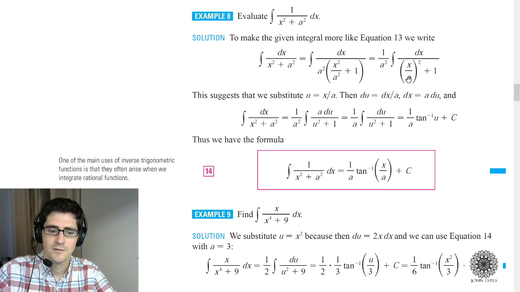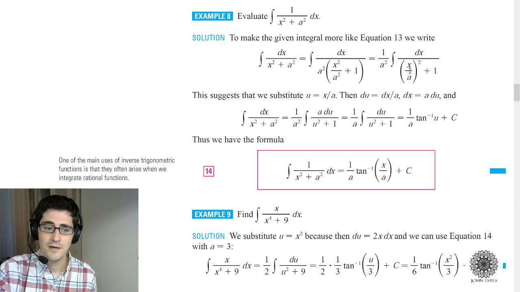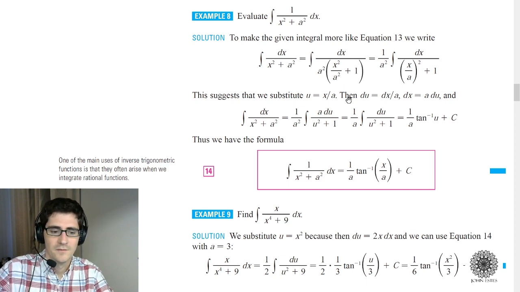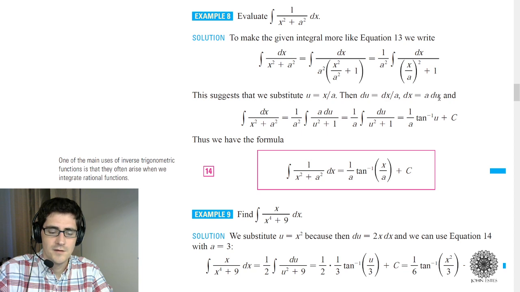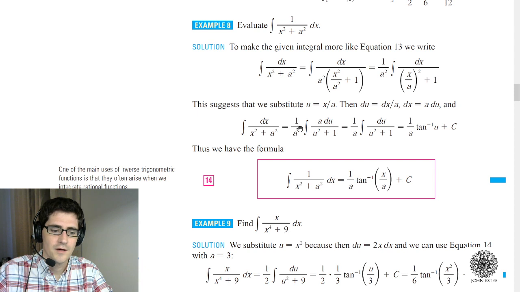u is x over a. Remember, a is a constant, so the derivative of x over a is just 1 over a. And I don't quite have that. I have a dx, so dx is a times du, just solving this for dx. So then, let's go over it again. The integral of dx over x squared plus a squared is going to be 1 over a squared, times a du over the integral of u squared plus 1. I can factor out the a to get 1 over a times the integral of du over u squared plus 1.